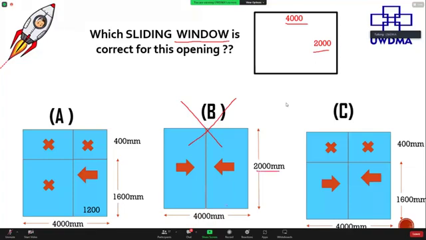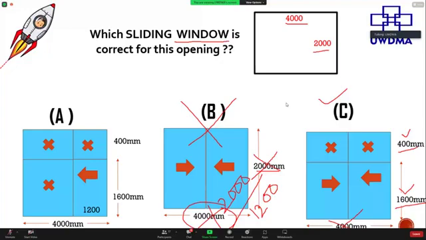Firstly, the height is a problem. Secondly, the width. If it is a 4000 opening, that means one sash will come to 2000, and the maximum we are going for is 1200, that is 4 feet. So both things are a big no, height and width. Now let's look at option C. Height we have worked for about 1600, fine, done. 400, fine, it is good. This is also fine, but as you can see here, our sash will come to 2000, so this is a big no.